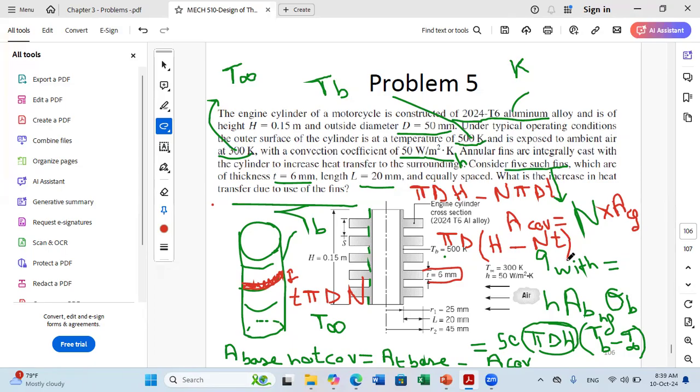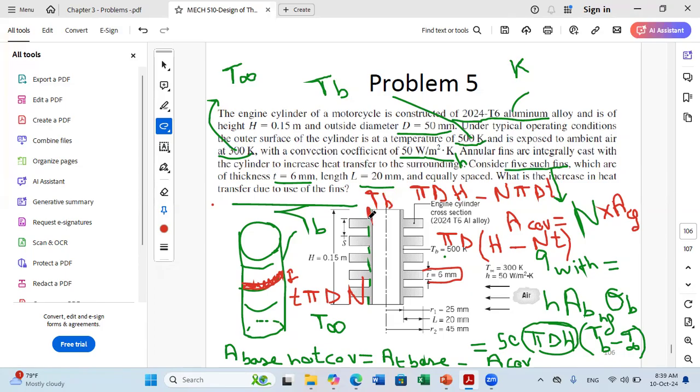So the area that is not covered with fins, how do I calculate the heat transfer for it? It's just H times the area times delta T, which is theta base, T base minus T infinity. Here I don't multiply by any efficiency. Why? Because the temperature of the base is TB. Okay?